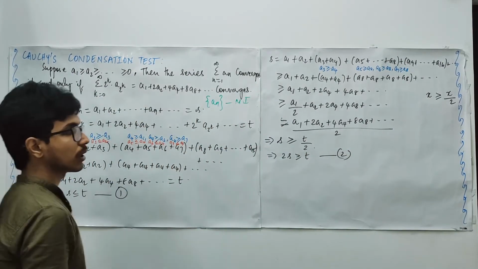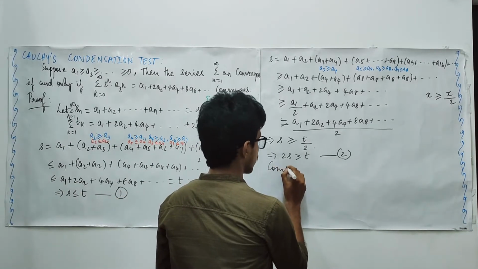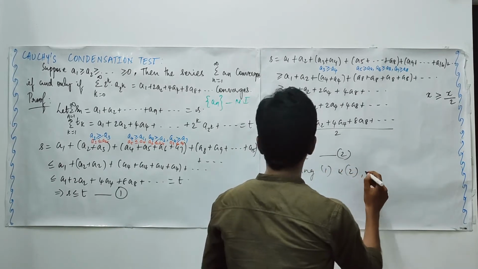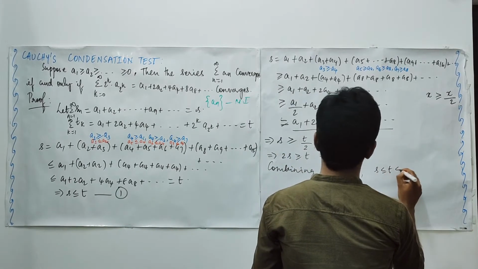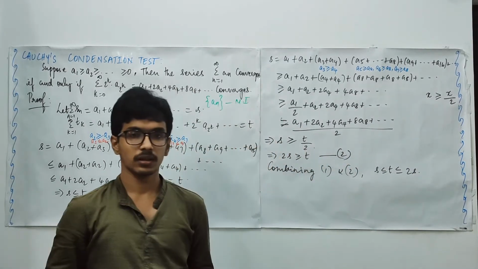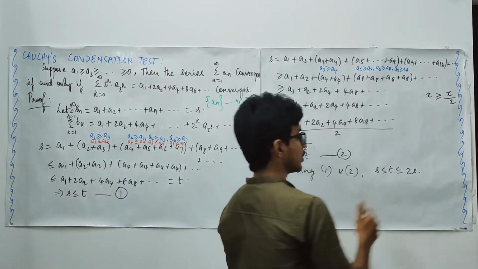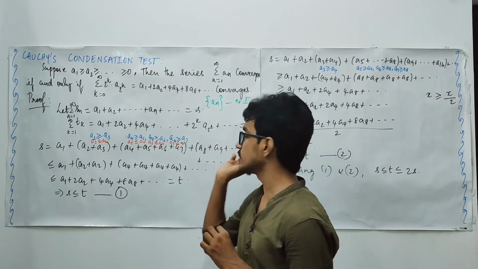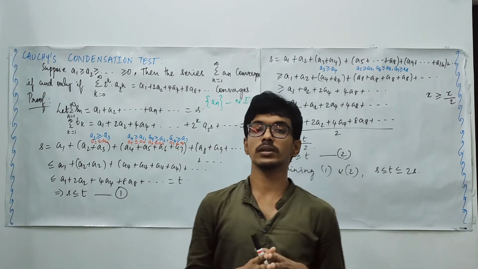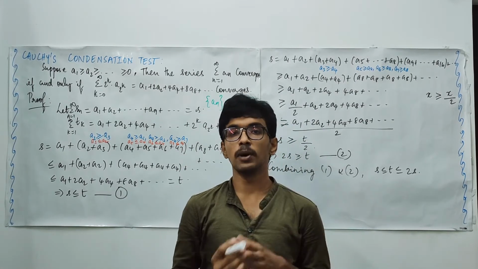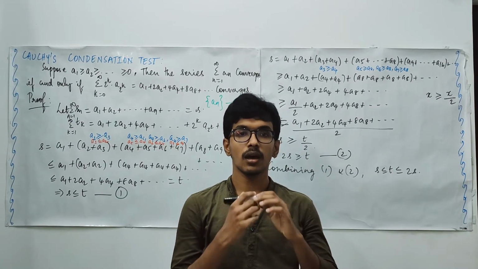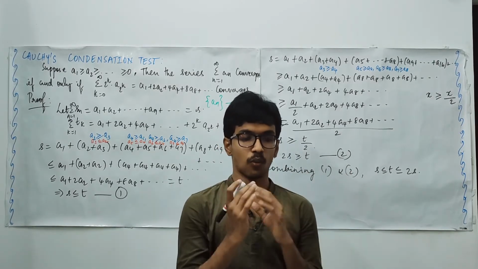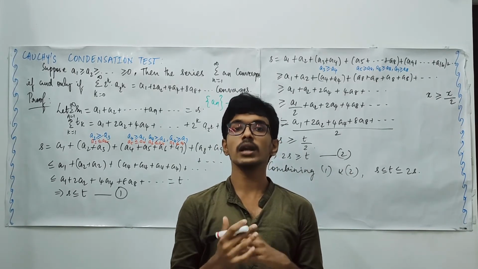Now combining 1 and 2, what are you going to get? Combining 1 and 2, you are going to get s smaller than or equals t, which is smaller than or equals 2s. From this you may come to a conclusion that the sequence s as well as the sequence t are either bounded or unbounded together. And of course when the boundedness is true, one is bounded implies the other is bounded.